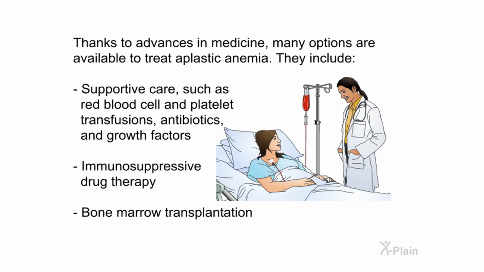Thanks to advances in medicine, many options are available to treat aplastic anemia. They include supportive care, such as red blood cell and platelet transfusions, antibiotics and growth factors, immunosuppressive drug therapy, bone marrow transplantation.